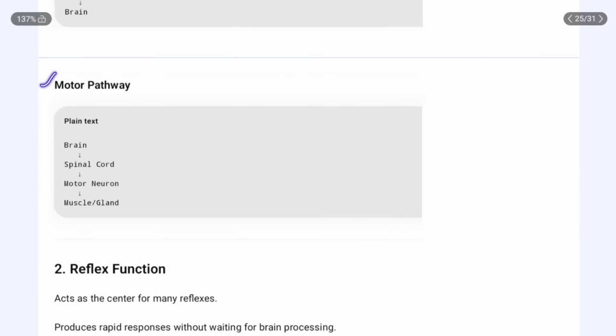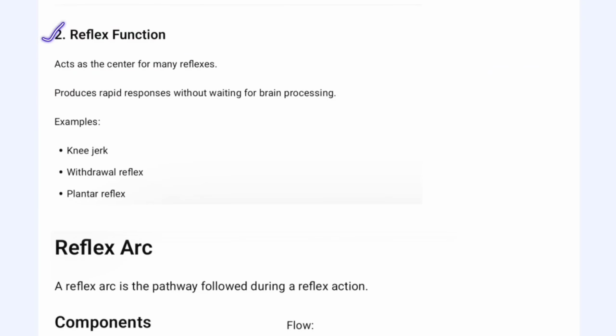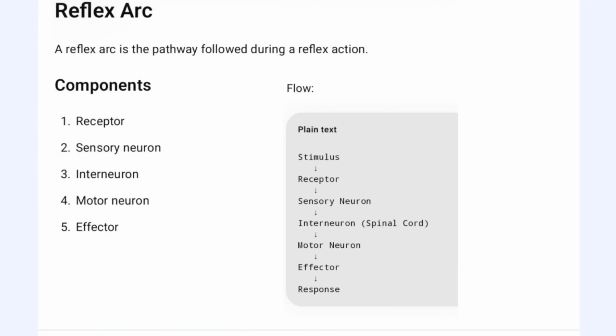Then comes the motor pathway from the brain to the spinal cord, and through the motor neuron it comes to muscle and the glands. Number 2 is reflex function. It acts as a center for many reflexes, produces rapid response without waiting for the brain processing. Examples are knee jerk, withdrawal reflex, plantar reflex. Now we will see the reflex arc.